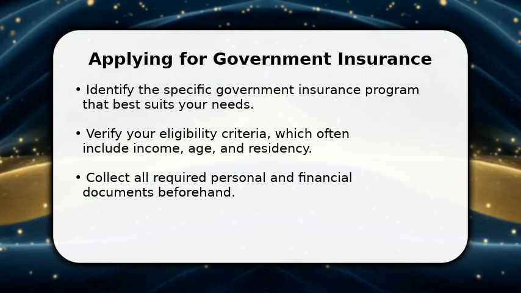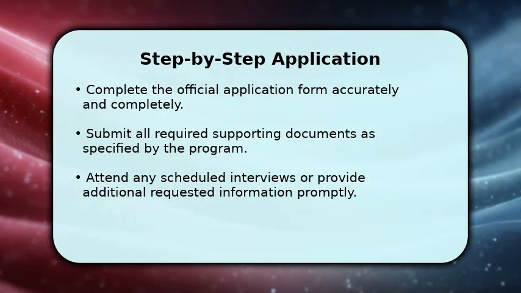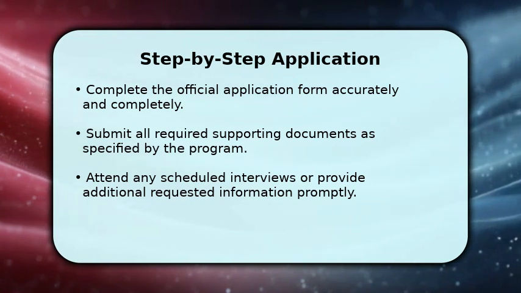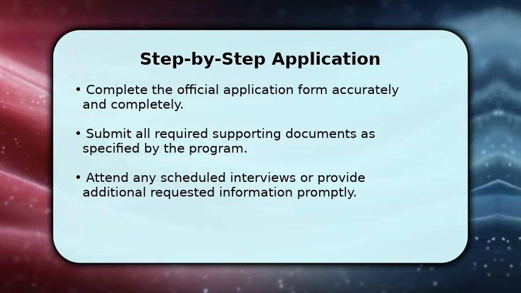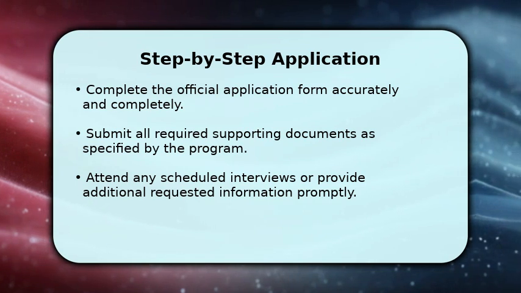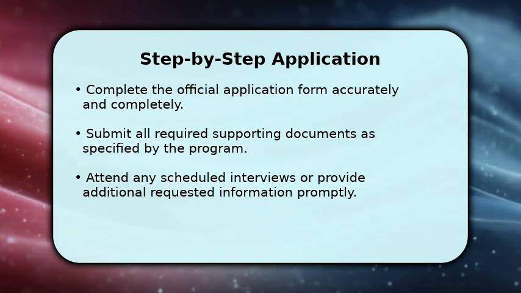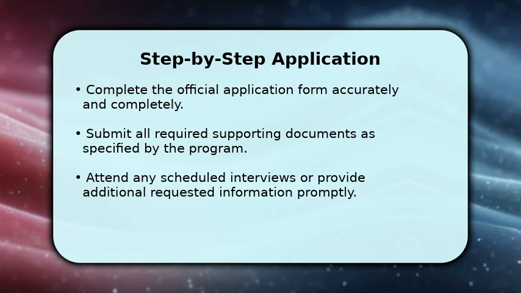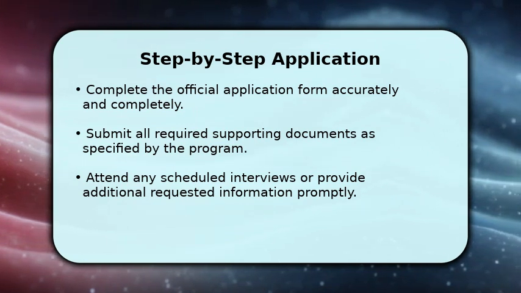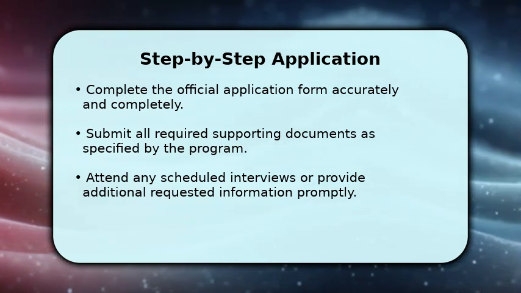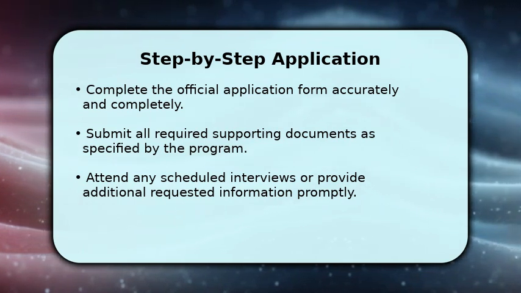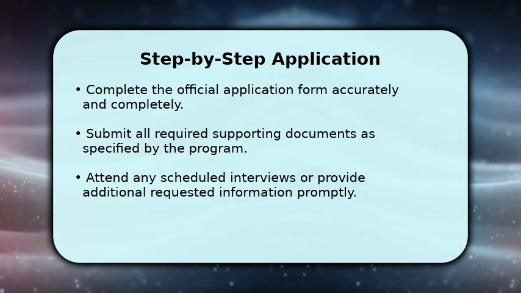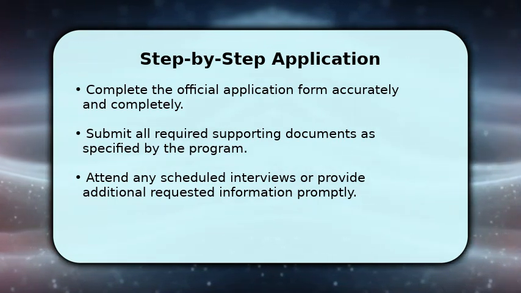Once you have identified the right program and gathered your documents, the next step is to complete the application form. Fill out every section accurately and thoroughly, providing all requested information. Then, submit all supporting documents, like proof of income or residency, ensuring they are clear and legible. Be prepared for potential interviews or requests for additional details, responding promptly to keep your application moving forward efficiently.